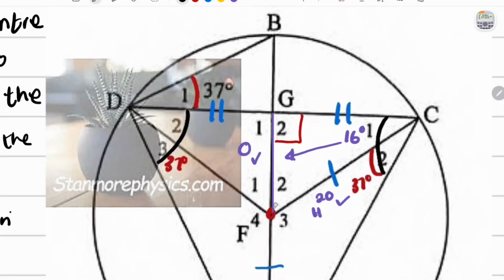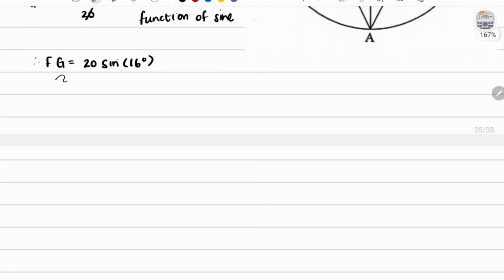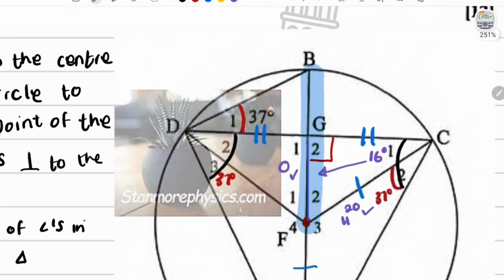Again, FB is a radius, and the radius is 20 units. I can also note that down: FB is equal to 20 units because it's a radius. Since we have that being equal to 20 units, to find BG you simply take the whole of FB minus FG, and you'd get BG.